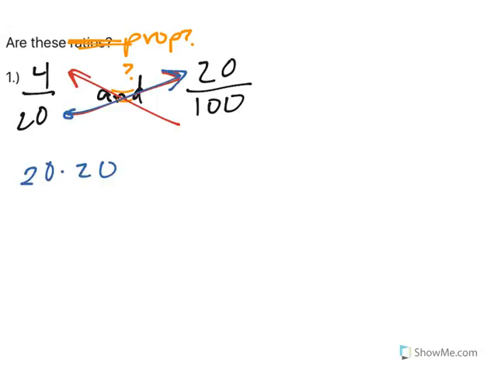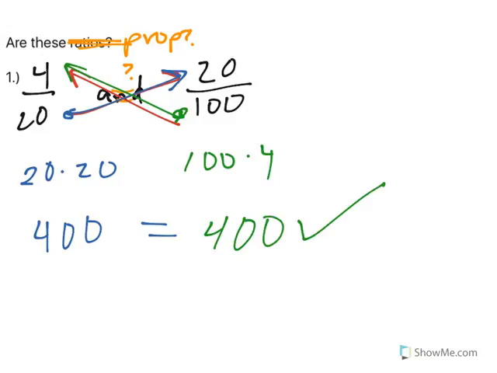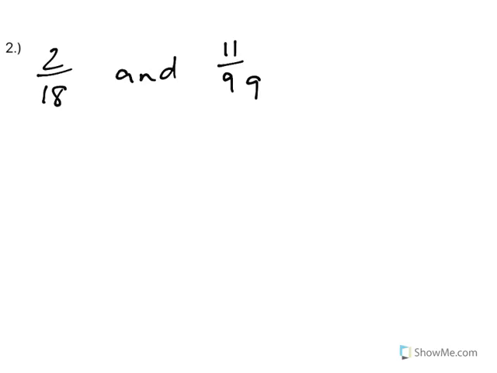20 times 20 gives me 400. Is that the same as when I take 100 times 4? Well, 100 times 4 is 400. Since they are the same, the answer is yes. These are proportional.